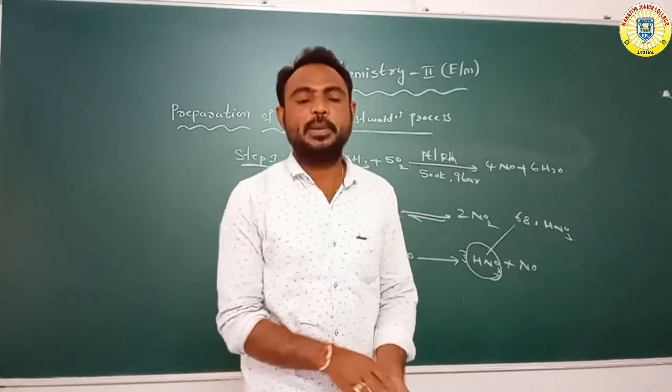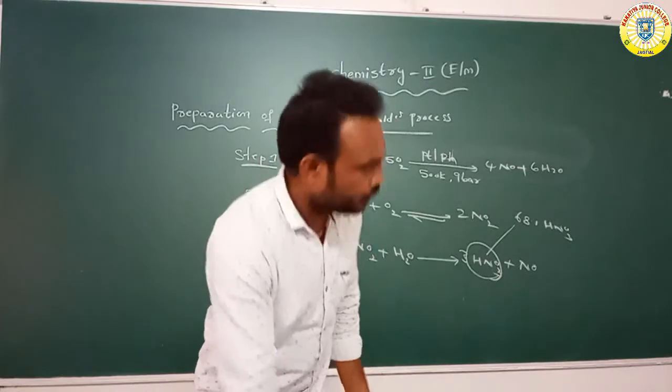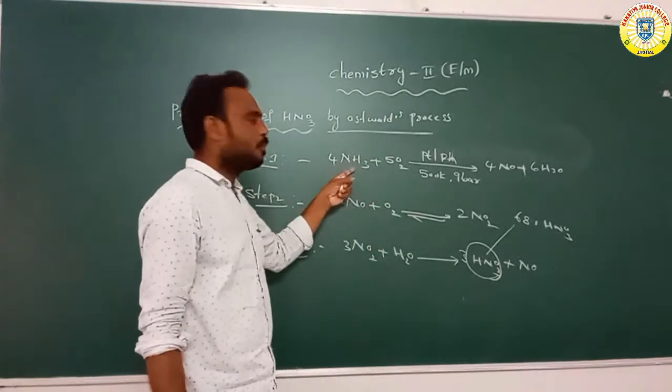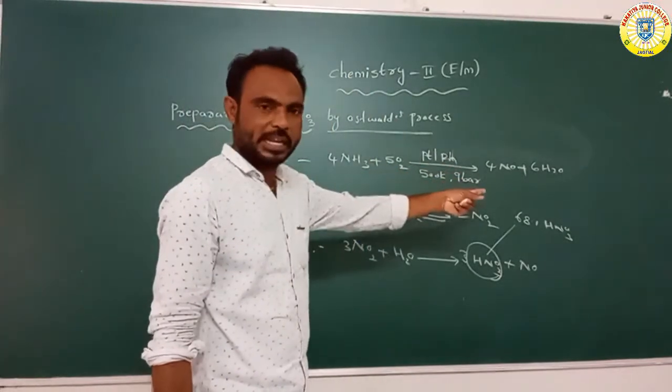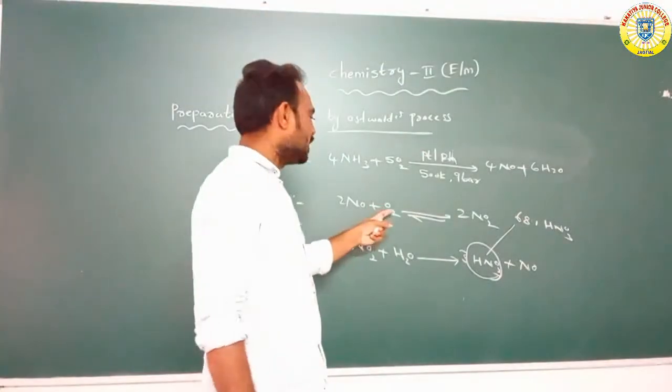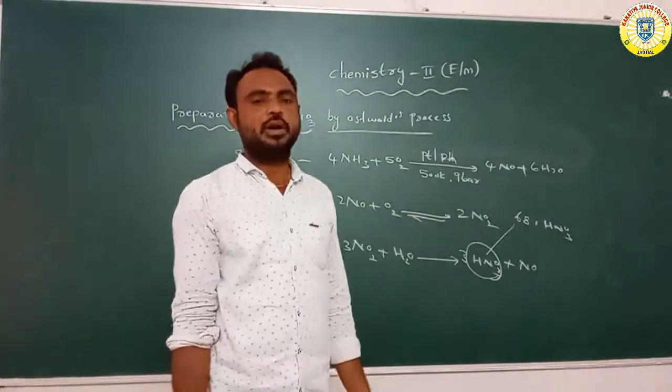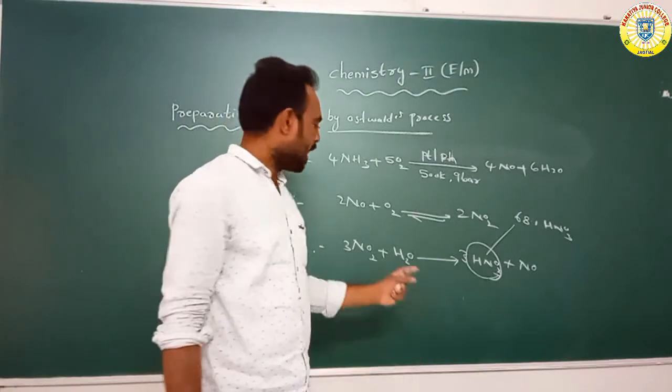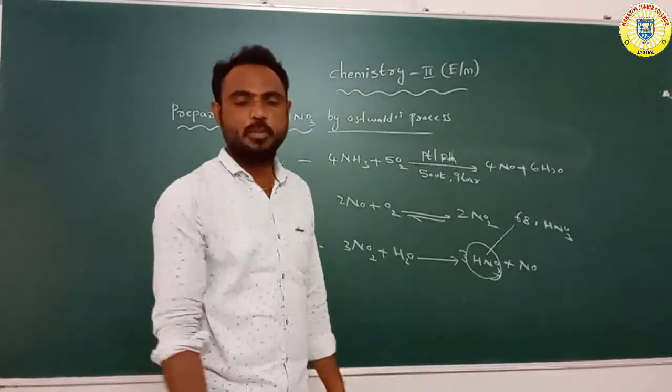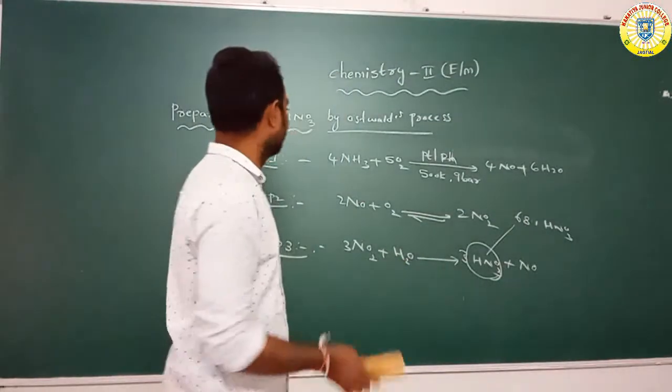So this is the preparation of HNO3. In the first step, ammonia reacts with oxygen to form nitric oxide, then nitric oxide reacts with oxygen to form nitrogen dioxide. Nitrogen dioxide reacts with water molecules to form HNO3.